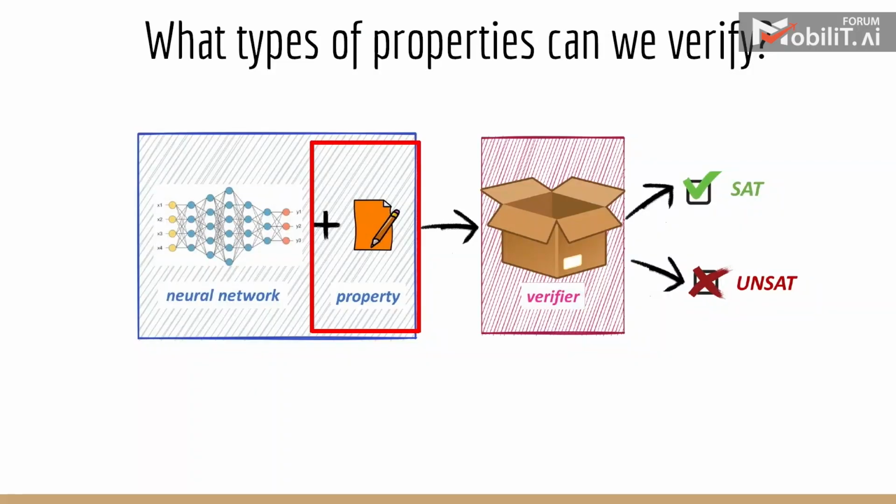I want to talk about this part of the equation: what are the properties that we can even verify? Why do we even care about neural network verification? What interesting properties can we verify? Melanie also mentioned a few, but I'll dig into a few other properties right now.